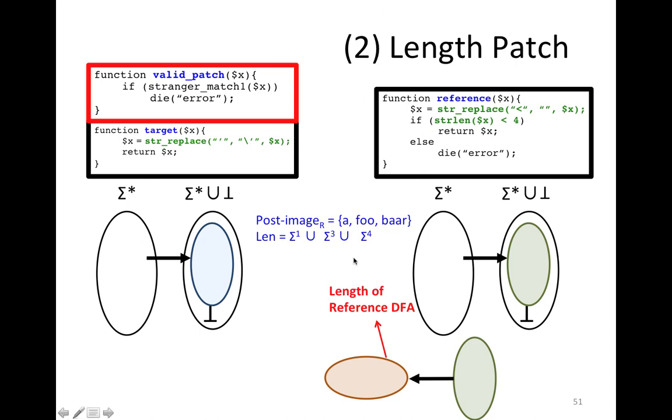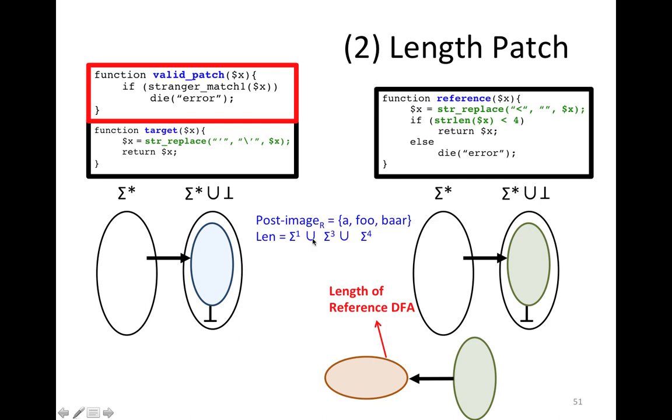Let's assume hypothetically that this is the post image of the reference. Of course, this is not the post image of the reference that we have here. We're just giving this example to explain what we mean by the length DFA. So, assume that this is a post image that we have, represented by a DFA, and we want to compute the length. So the length DFA accepts all the strings of length 1, or length 3, or length 4. Why? Because we have a string here of length 1, a string of length 3, and a string of length 4.